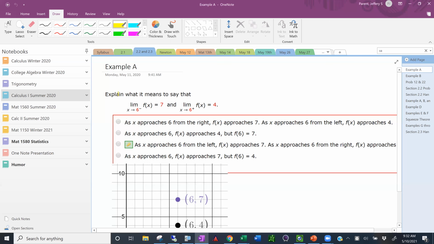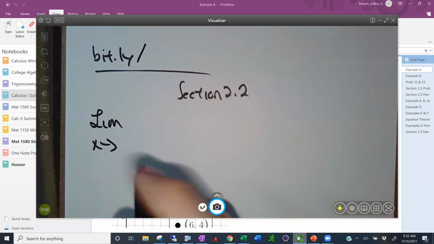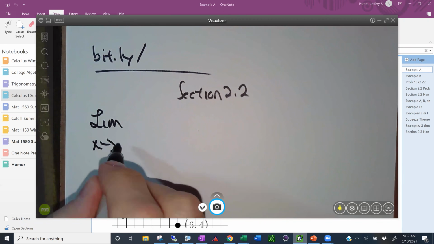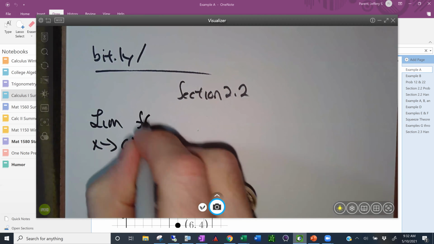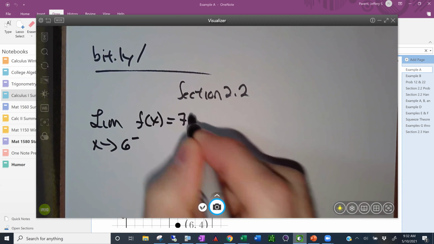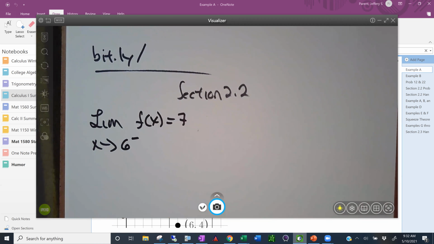So there's a lot going on there. Let me help you understand what that means. It's the limit as x approaches 6 from the negative side of f of x is 7. Now limits are a way of asking what's happening to the y coordinate when the x coordinate gets close to something.